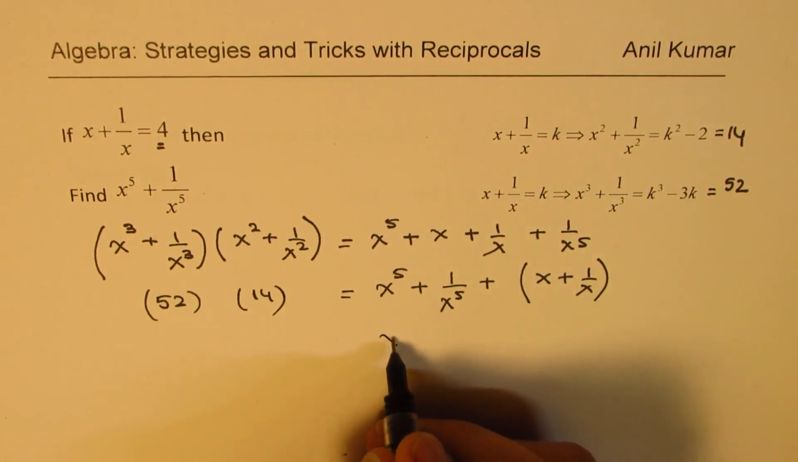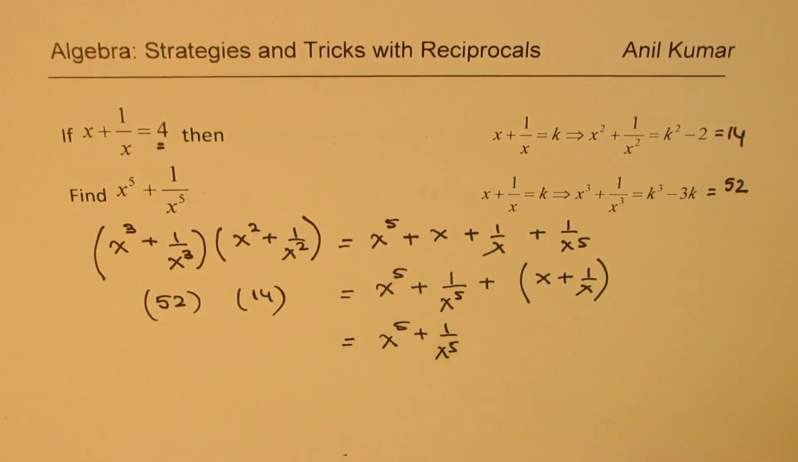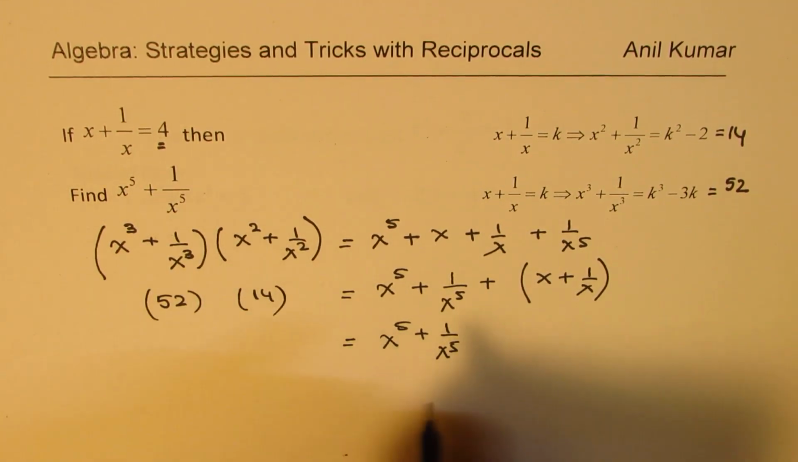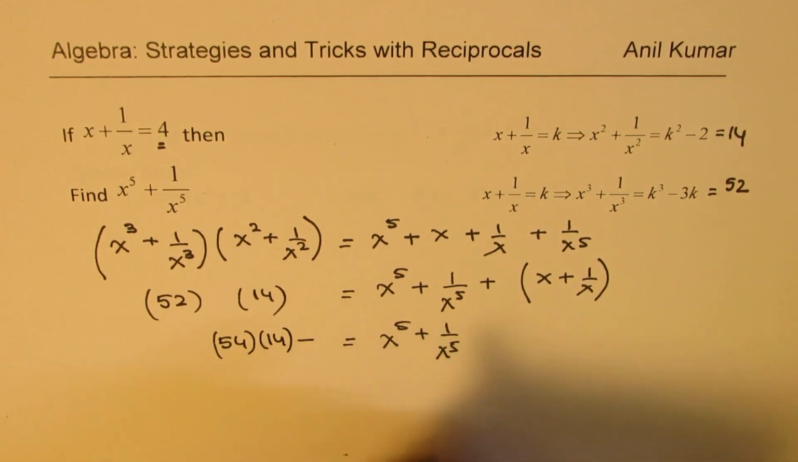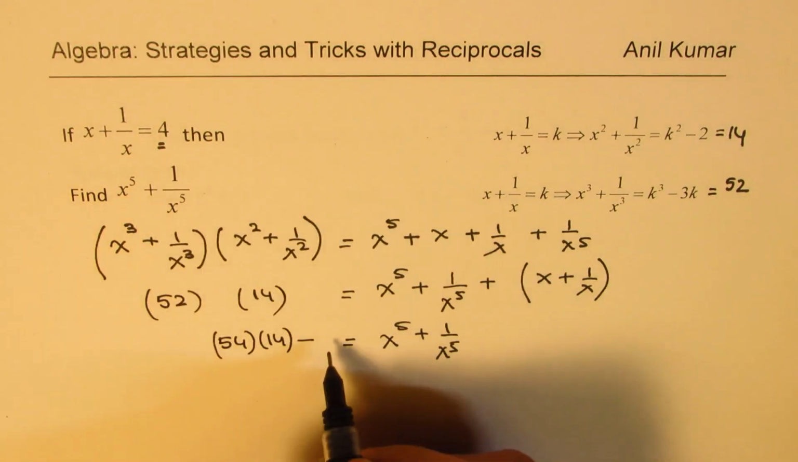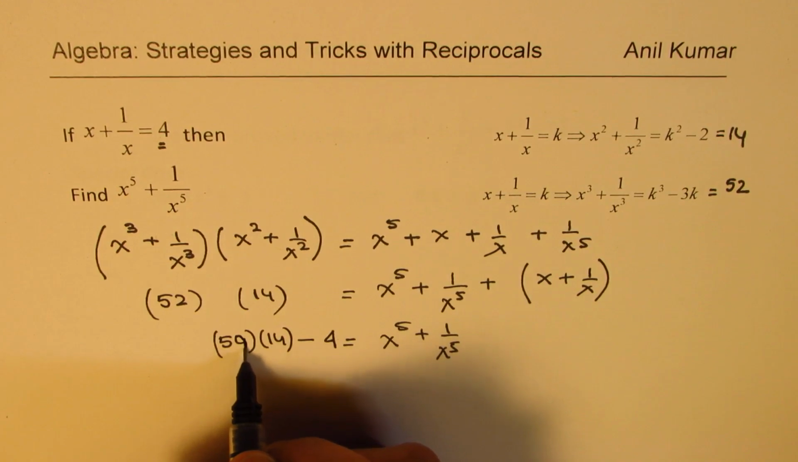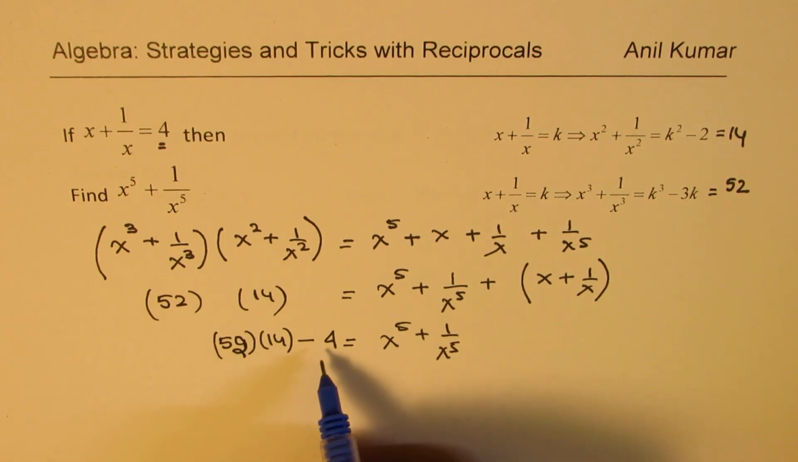So now we can easily find what is x to the power of 5 plus 1 over x to the power of 5, correct? So we can just multiply 52 and 14 and take away x plus 1 over x, which is 4, right? So what we get here is a value which is 52 times 14, take away this value, which is given to us as 4. Do you get the idea, right? So, sorry, 52 here. Okay, so this is what you get. So you need to multiply 52 and 14 and then take away 4.